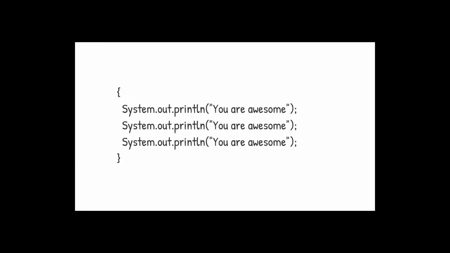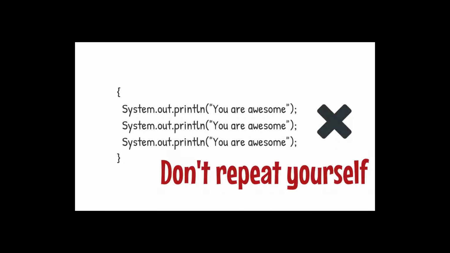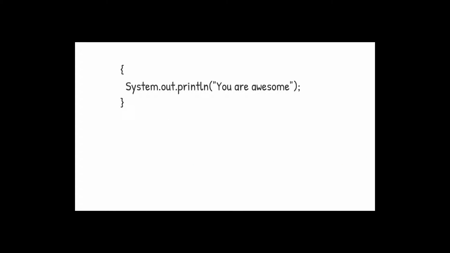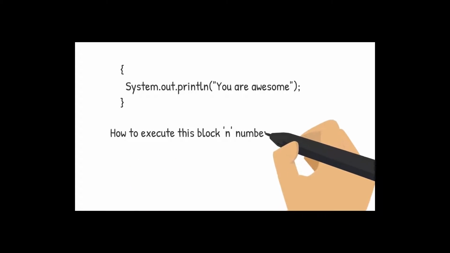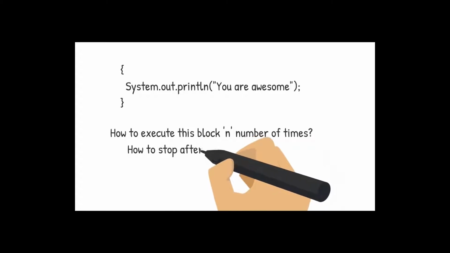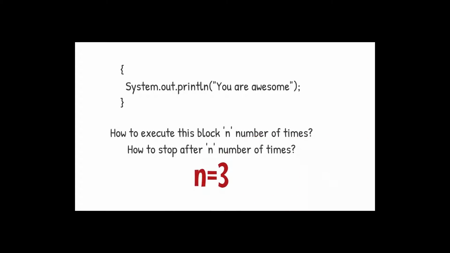One way of doing that is to write the statement three times. But this is a dumb way of doing it. One rule of thumb in programming is don't repeat yourself, as there are always better constructs that you can use to avoid that. So you want to have only one statement, but you want the computer to execute that three times. So the question that comes up is how to execute this block n number of times and how to stop after n number of times, where n is 3 in this example.